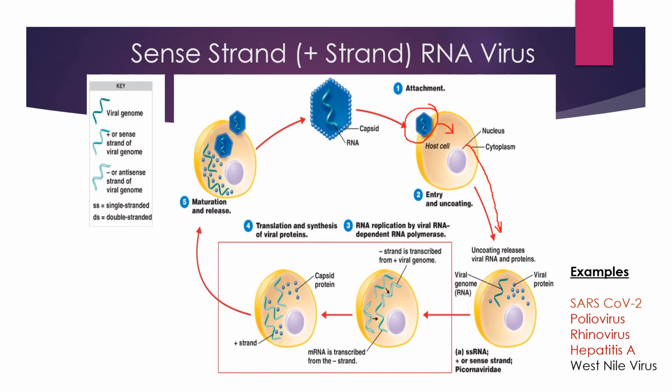Now, one difference between your sense strand virus and your minus strand virus is, remember, your sense strand virus acts like a messenger RNA. So cellular ribosomes can bind to that viral RNA and start synthesizing proteins. Remember, all this virus needs is a gene, because the host can immediately start synthesizing the RNA-dependent RNA polymerase necessary for replication of the virus.